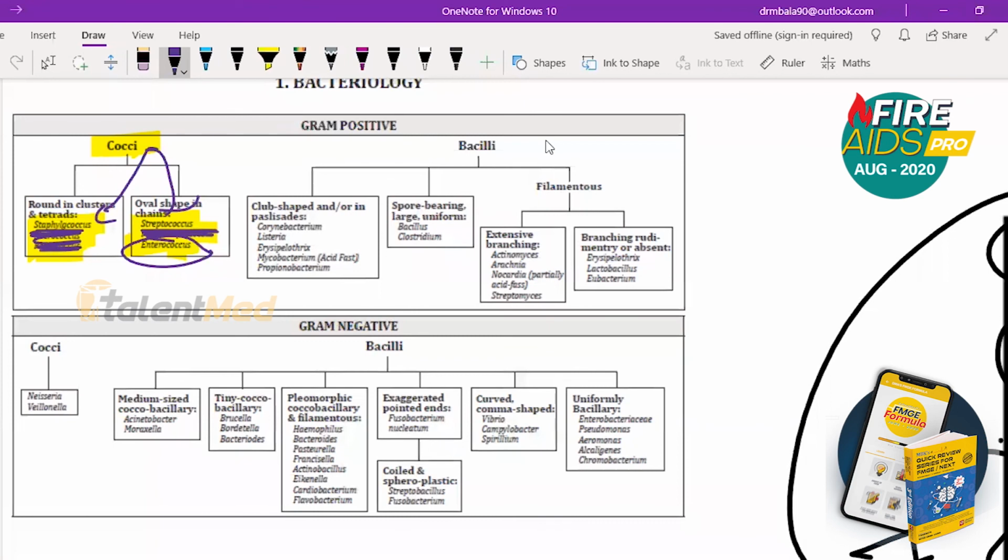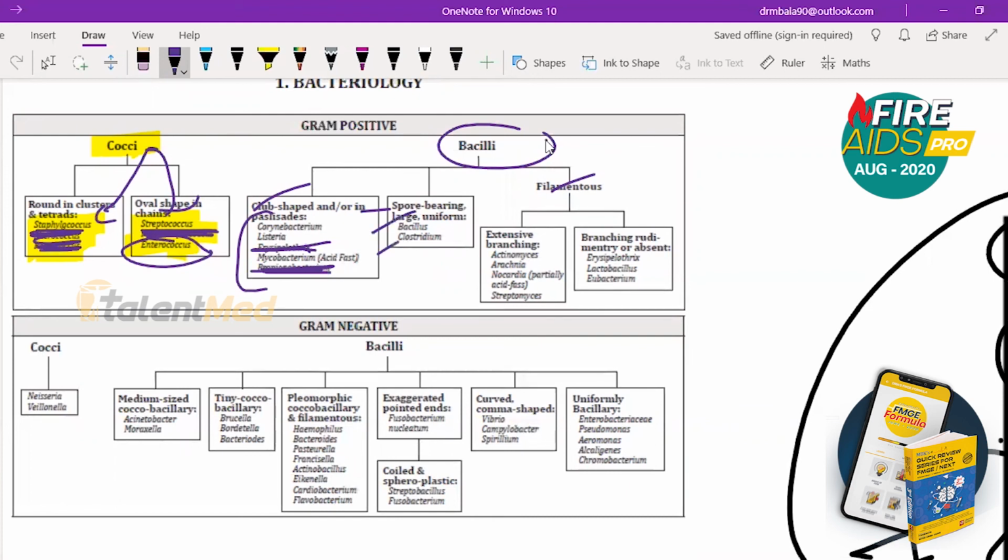Staphylococcus, Streptococcus, and Enterococcus. And in bacilli, it could be club shaped, it could be spore bearing, it could be filamentous. So club shape means all these organisms: Corynebacterium, Listeria, Erysipelotrix, you don't need to know. Mycobacterium, Propionibacterium, I don't think you will need to know. So Corynebacterium, Listeria, Mycobacterium, these 3 you need to know. Spore bearing means Bacillus and Clostridium, you need to know.